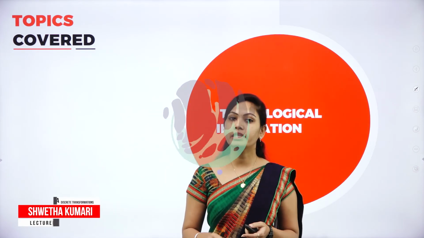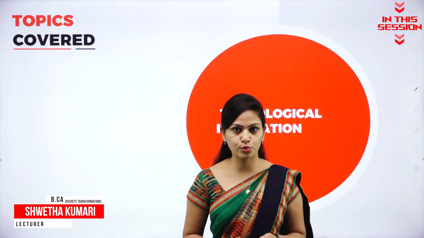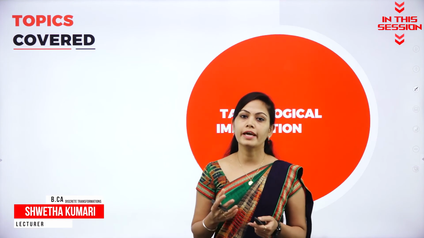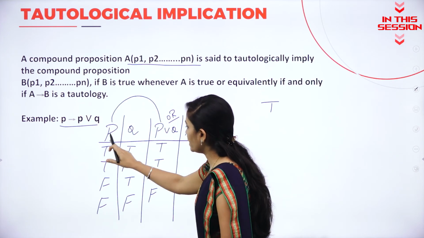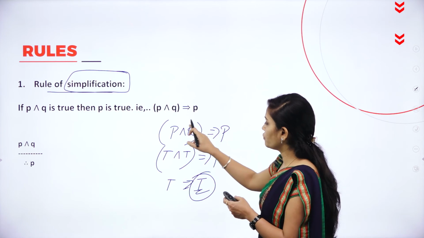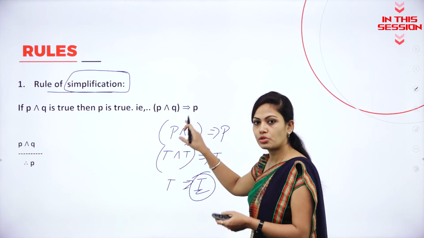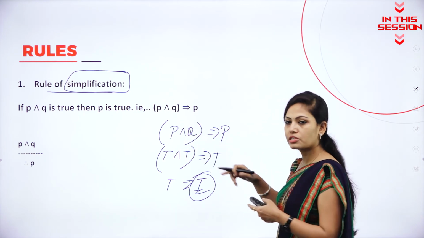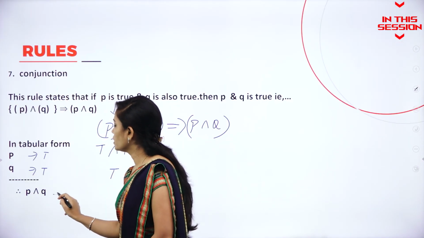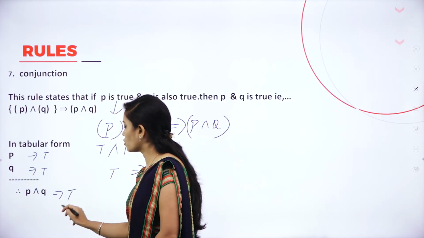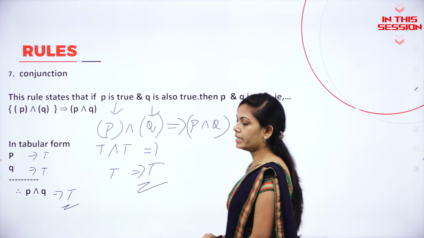Usually in tautology, we'll get all the results as true. If it is false, we can call it a contradiction. P implies P or Q. You just check these two columns, P and P or Q. Please understand the concept. If P and Q is true, then P is also true. P is true, Q is also true. Therefore, P and Q is also true. It is a valid statement.